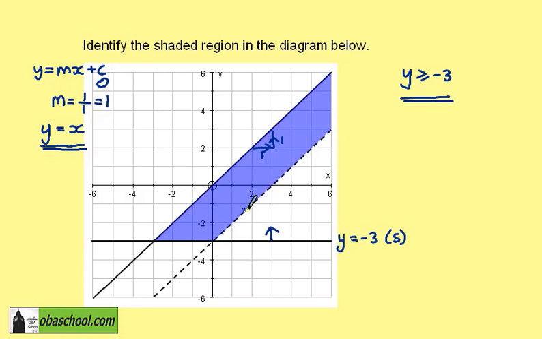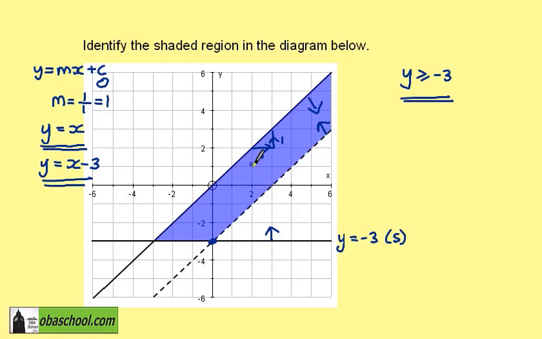This line here is parallel to y equals x, and the intercept is here at -3. So this must be the line y equals x minus 3. Note it has the same gradient, but the intercept is -3. Our region is between these two lines.